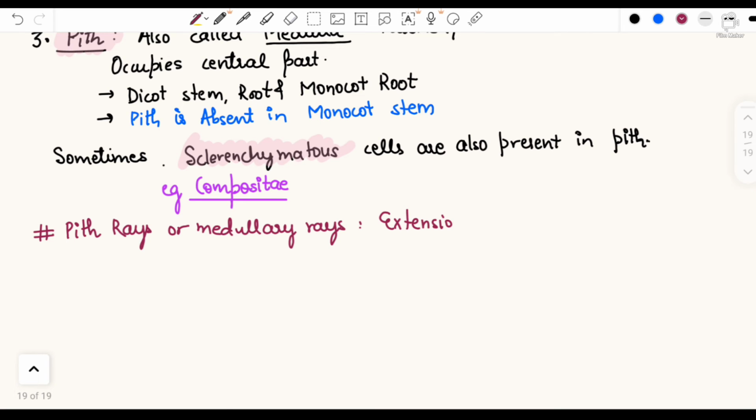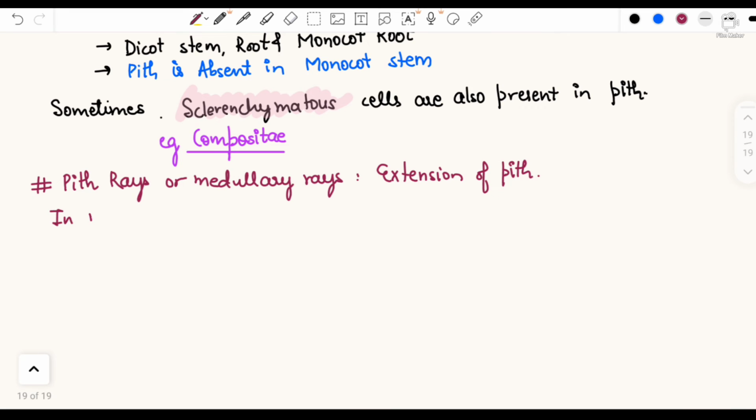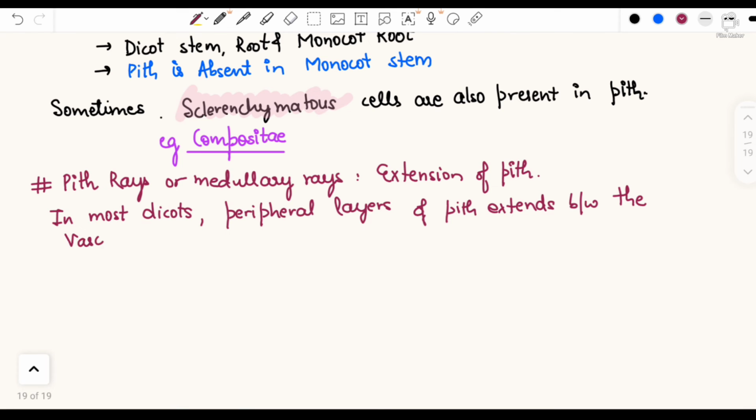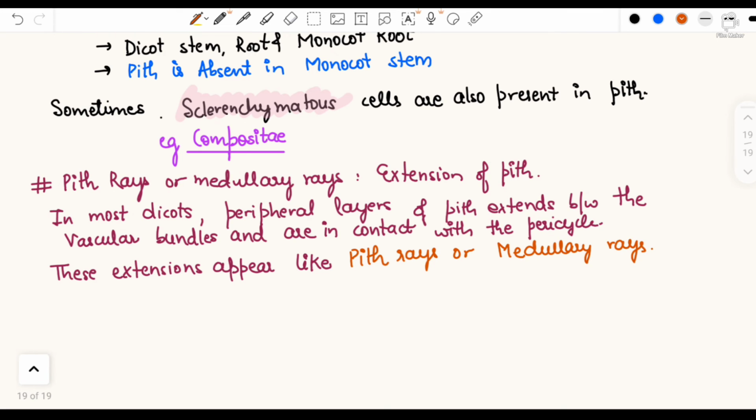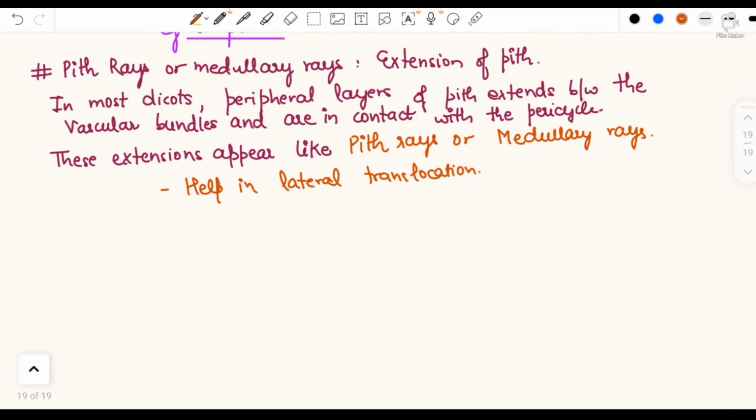The pith, or we can say medullary rays: there are certain rays that you can see in the diagram that are extensions of the pith. In most dicots, the cells of the peripheral region of the pith extend between the vascular bundles and are in contact with the pericycle. So they are in contact with the pericycle and extend from the peripheral portion of the pith, that is, from the last cells. Now these extensions appear like rays, so we call them pith rays or medullary rays. So they can be called either. They basically help in lateral translocation. Upward translocation happens, downward also happens, but sideways lateral translocation is done by these pith rays and medullary rays through the pith.